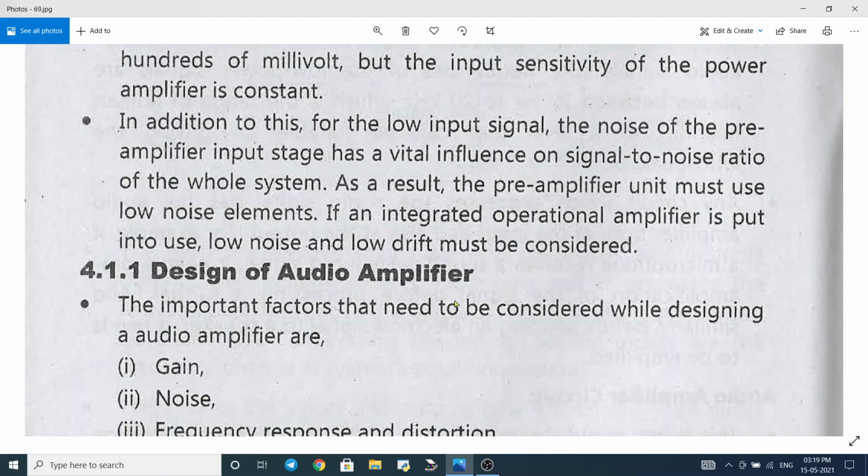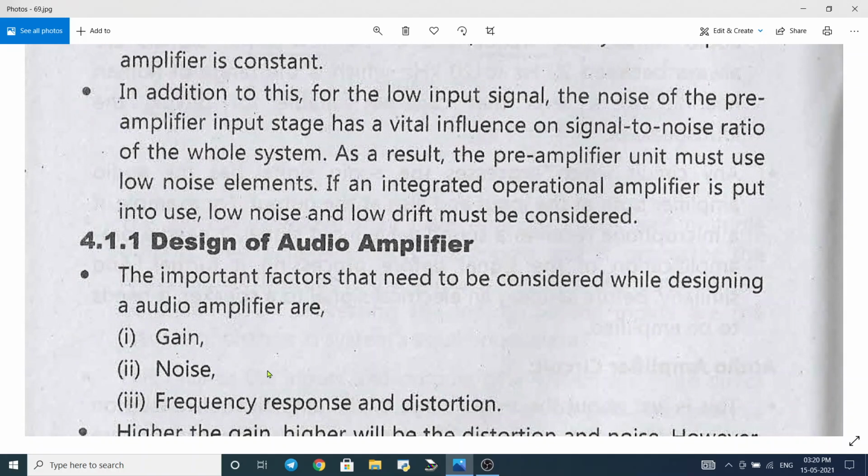Design of audio amplifier. So the aim of our paper or subject is the designing of the circuit. So let us discuss the designing considerations of audio amplifier. That means the important factors that have to be considered while designing the audio amplifier.